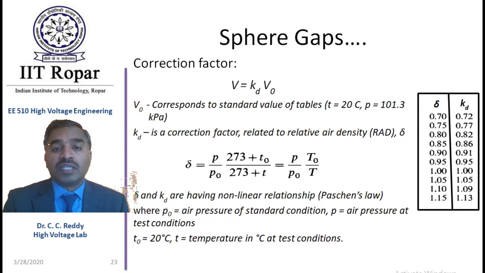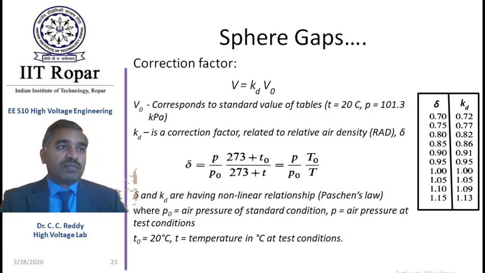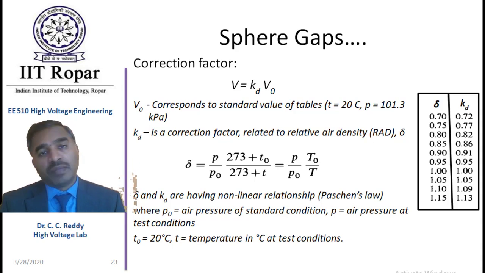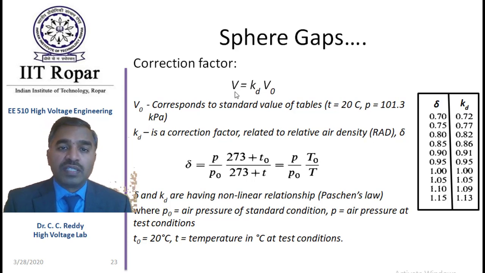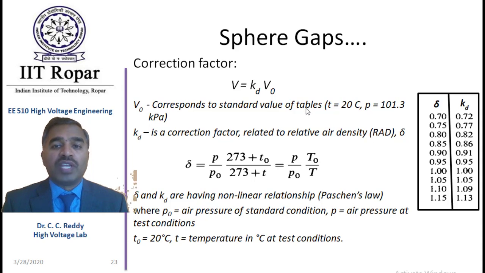So, some time back I mentioned that a correction factor needs to be applied in case of breakdown tests conducted in the test conditions. The tabled values give the peak value of breakdown voltage, or disruptive discharge voltage, corresponding to standard atmospheric conditions, that is particular pressure and temperature. Now, for test conditions, we always need to apply some correction factor. So, the test voltage V equals KD, the correction factor, into V naught. V naught is the value corresponding to the standard values of the tables that we have seen. In standards, these tables do exist. T naught is equal to 20 degree centigrade, P naught is equal to 101.3 kilopascals.